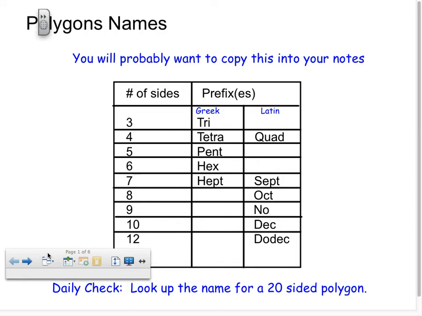Now, just interestingly enough, if I look at these here, sept, oct, no, dec, I think you see the months of the year, September, October, November, December. But you're saying, wait a minute, September isn't the 7th month, it's the 9th. October isn't the 8th, it's the 10th. We're off by 2. Why are we off by 2?